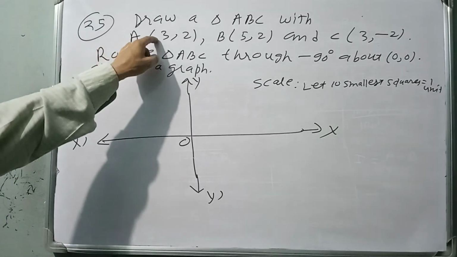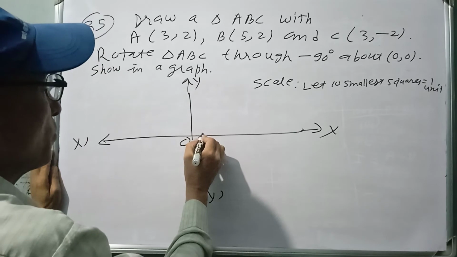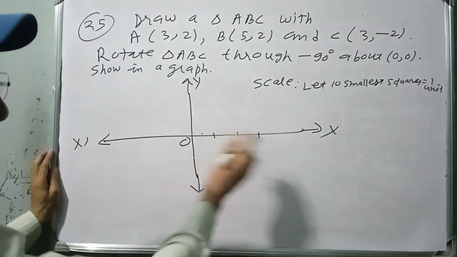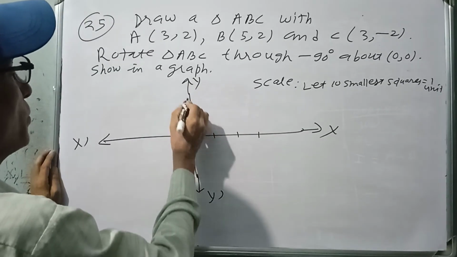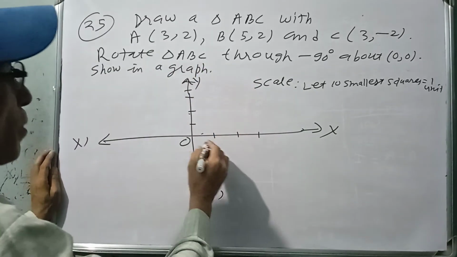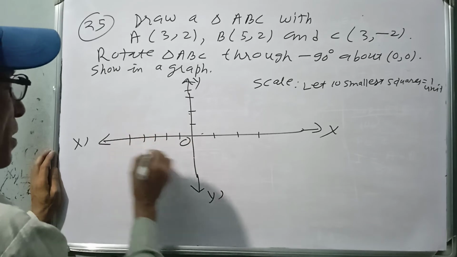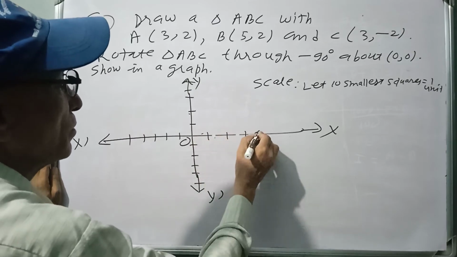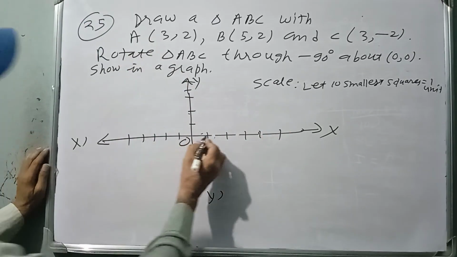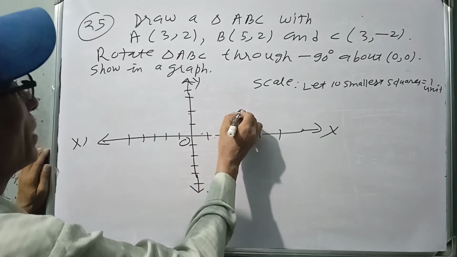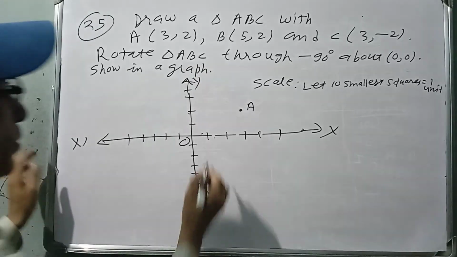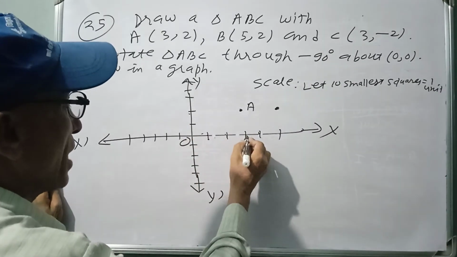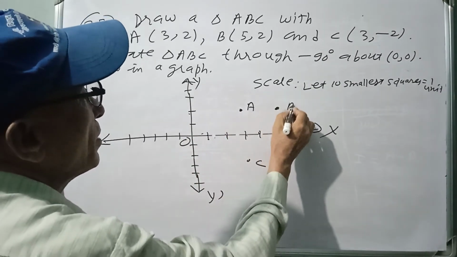यो ग्राफ फर्स्ट अफ अल (3,2) यो ग्राफमा यस्तो लेखेको हुन्छ, 1 2 3 यहाँ लेखेको हुन्छ. माथि 1 2 3 4 5, here 1 2 3 4 5. स्टुडेन्टले यसरी लेख्ने, 1 2 3 4 5 written in the graph. 3 2 यहाँनिर पर्छ, A(3,2), B(5,2), and 3 minus 2 भने यहाँ पर्छ C. A B C.